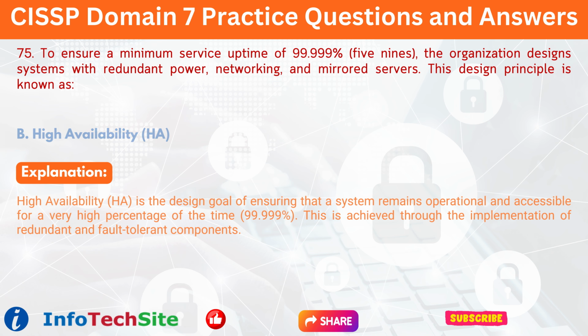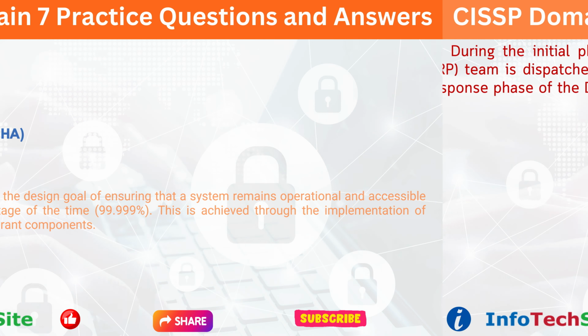High availability, HA. Explanation. High availability, HA, is the design goal of ensuring that a system remains operational and accessible for a very high percentage of the time, 99.999%. This is achieved through the implementation of redundant and fault-tolerant components.